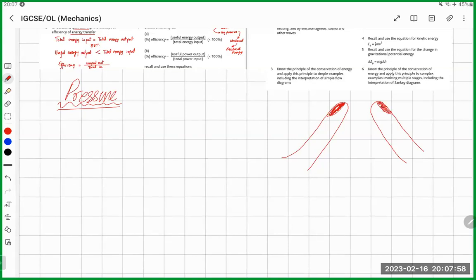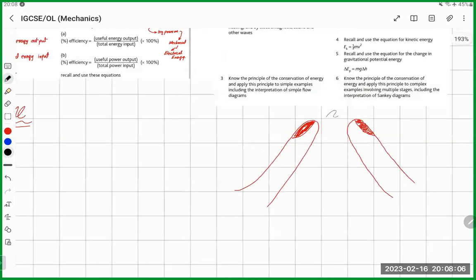Okay, these are two fingers of the same person. In between the fingers, this person is holding a thumb pin. This is finger A. This is finger B. Finger A and finger B.